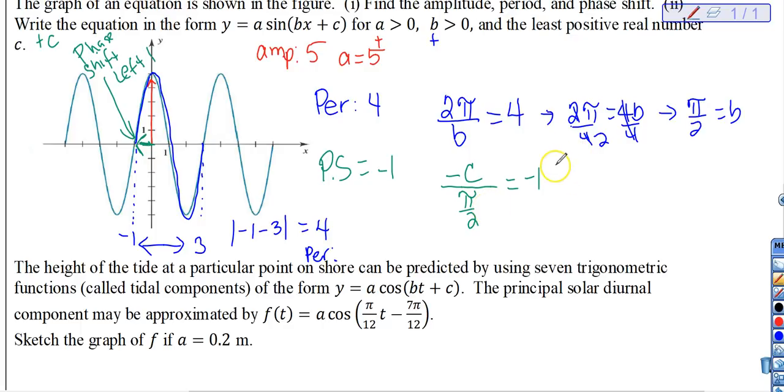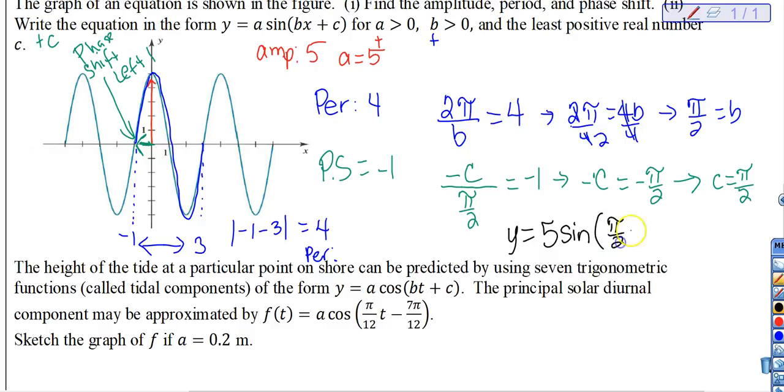So how do you think we're going to clear that fraction? Multiply both sides times pi over 2, right? So that's negative C equals negative pi over 2, and so C equals pi over 2. Okay, so we write our equation. Y equals our amplitude A, sine of B, which is pi over 2, x, plus C, pi over 2. And there's our equation.